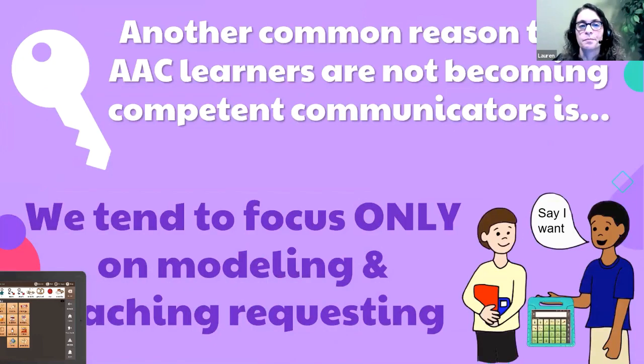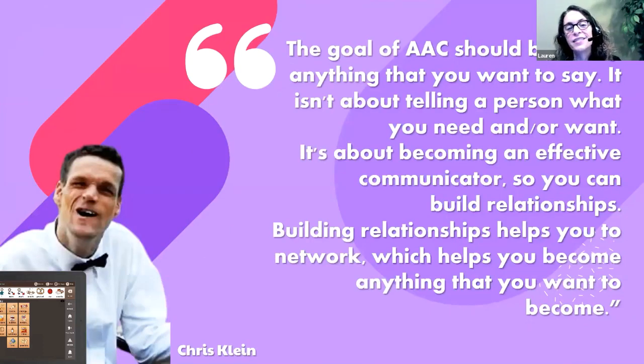Are you expanding? Another common reason why AAC learners are not becoming competent communicators is we have this tendency to focus only on modeling and teaching requesting. Requesting is important. We need to be able to ask for the things we want, but that's not what it's all about. There's more. The goal of AAC, and this is from Chris Klein, should be that you can say anything that you want to say. It isn't about telling a person what you need or want. It's about becoming an effective communicator so you can build relationships. It's really about building connections and relationships.